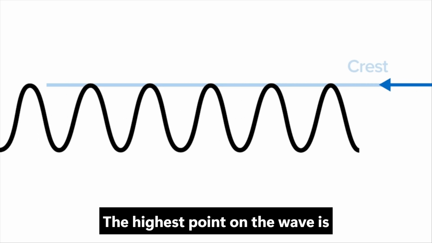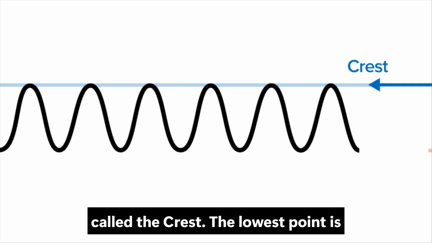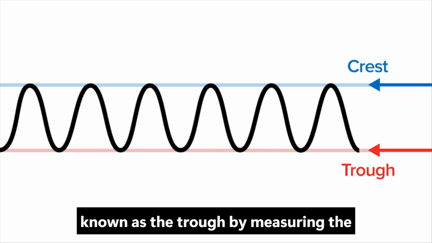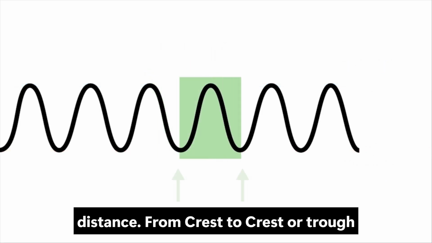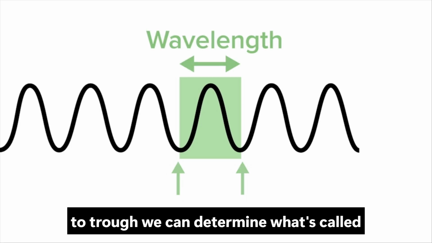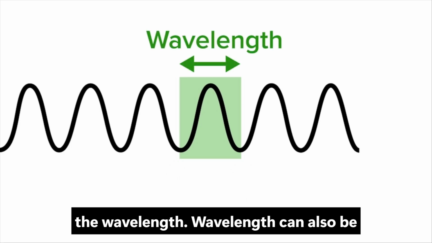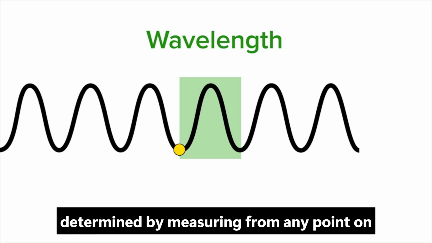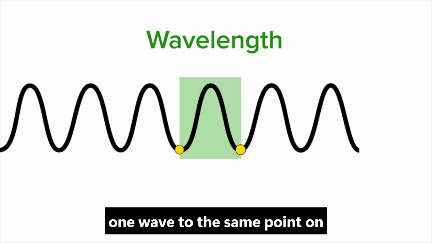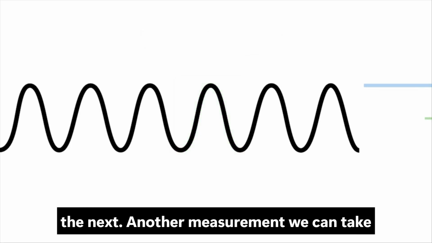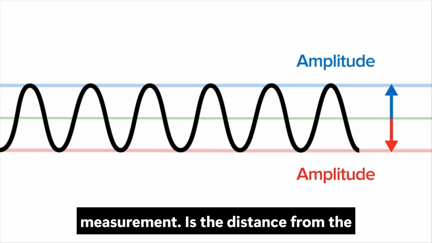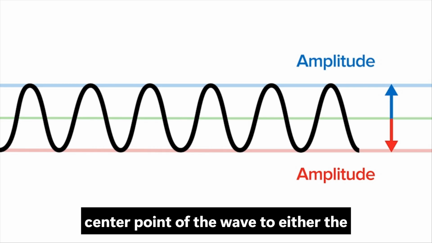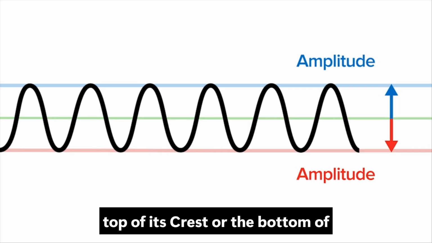The highest point on the wave is called the crest. The lowest point is known as the trough. By measuring the distance from crest to crest, or trough to trough, we can determine what's called the wavelength. Wavelength can also be determined by measuring from any point on one wave to the same point on the next. Another measurement we can take is the wave's amplitude or strength. This measurement is the distance from the center point of the wave to either the top of its crest or the bottom of its trough.